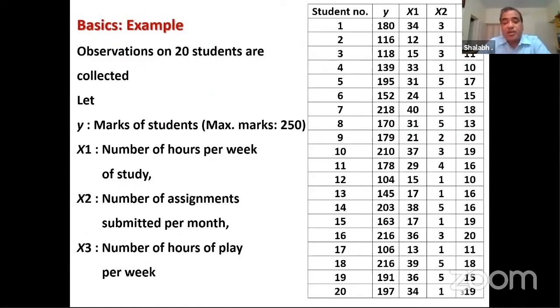What I did in the last lecture was consider only y and x1, only one variable. But now I will try to consider all three variables together. Now you have to understand how this univariate is being extended to a multivariate setup, and what type of things happen.